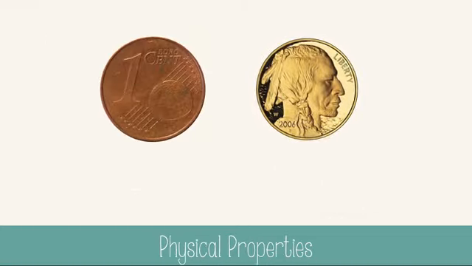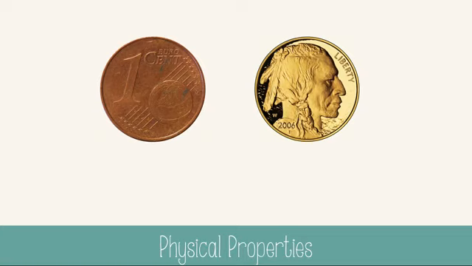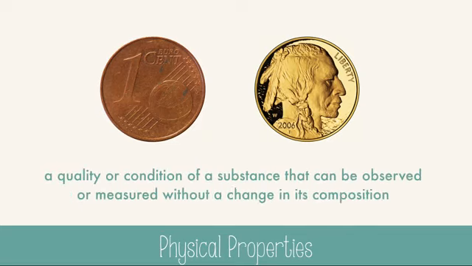Copper and gold are very similar to each other in that they're malleable, shiny metals that conduct electricity, but they have a few physical properties that help you tell them apart. A physical property is a quality or condition of a substance that can be observed or measured without change in its composition. For example, if you melt copper and gold, you'll see that copper melts at 2,562 degrees Celsius and gold melts at a higher temperature of 2,856 degrees Celsius. Melting is a physical change, not a chemical change, so melting point is a physical property.